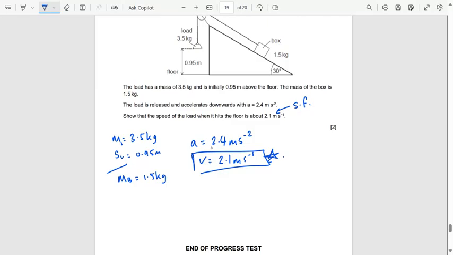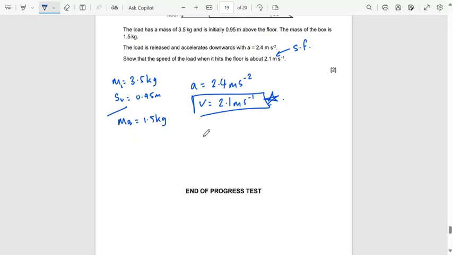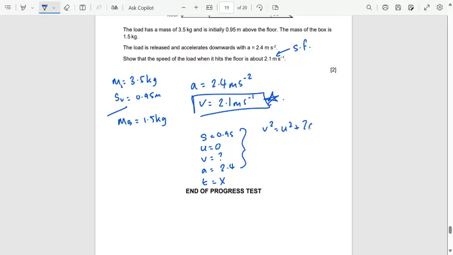I'm just looking, I've got a. I know the initial velocity of this is 0, and I know that the distance travelled is 0.95. So let me just look at this. I've got s, I know u, I'm trying to find v, I know a, I don't know t. But I've got enough for v squared equals u squared plus 2as.